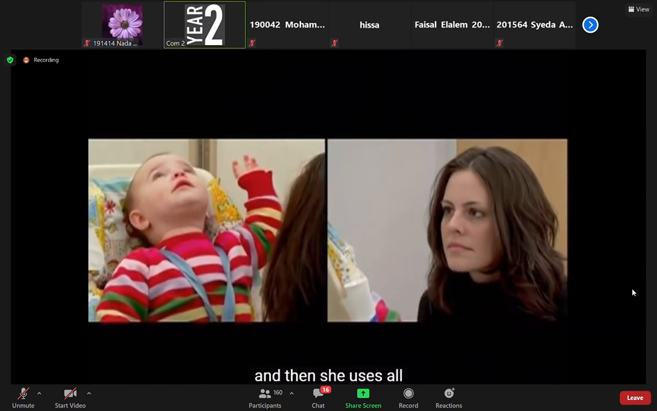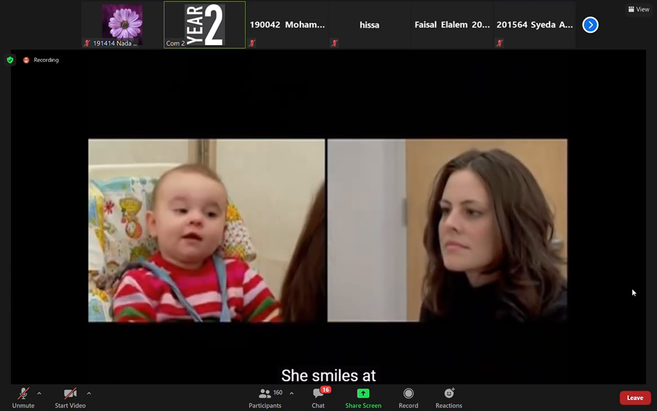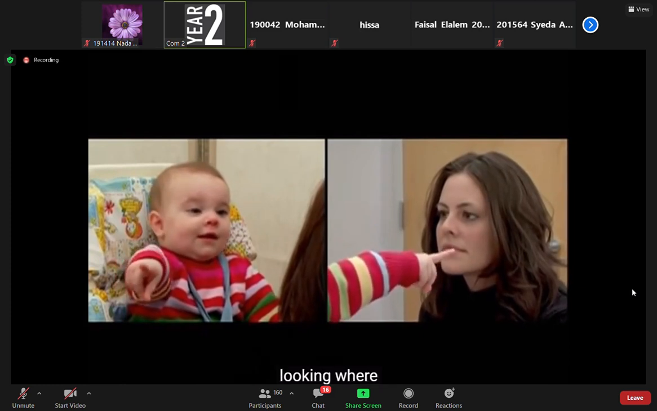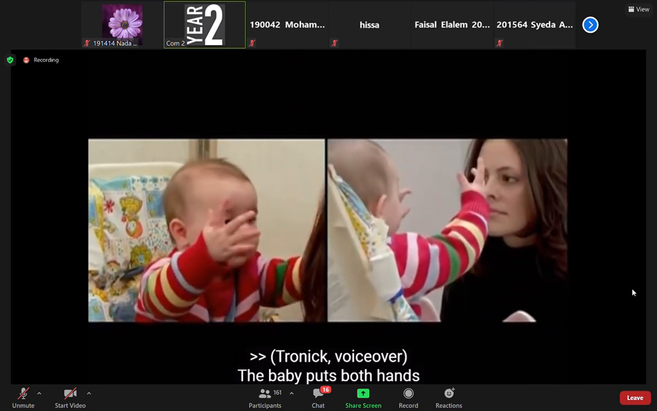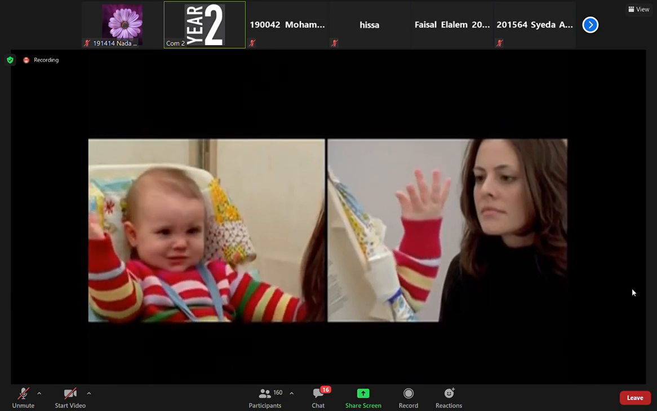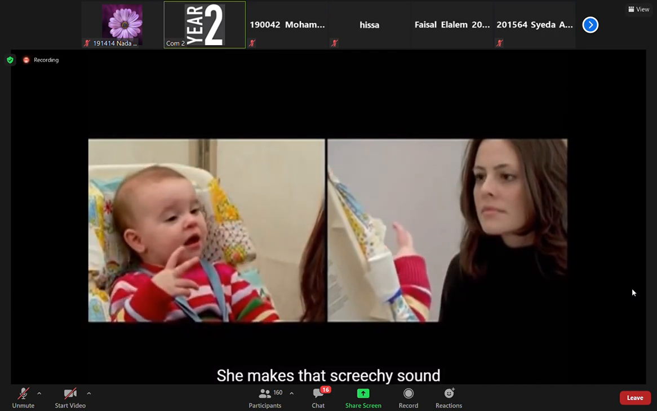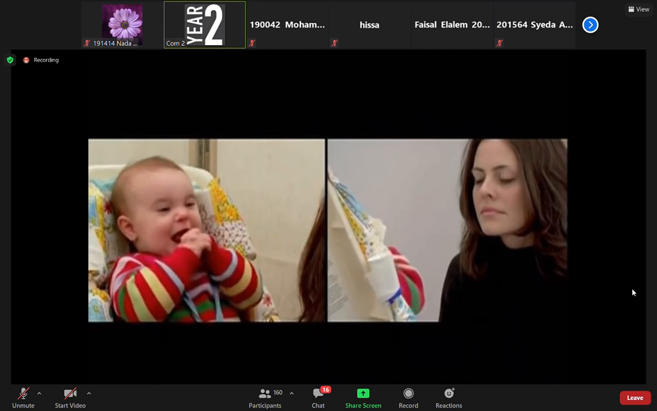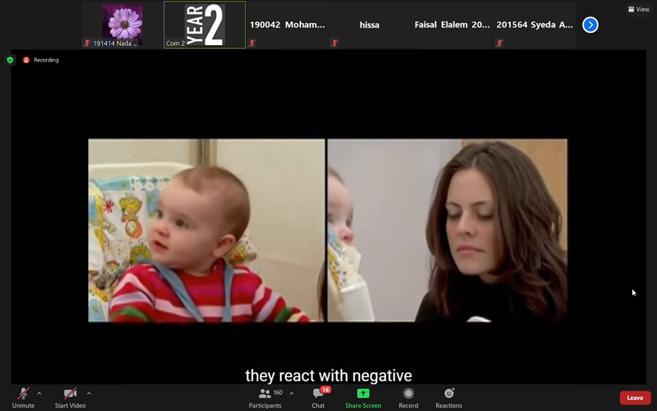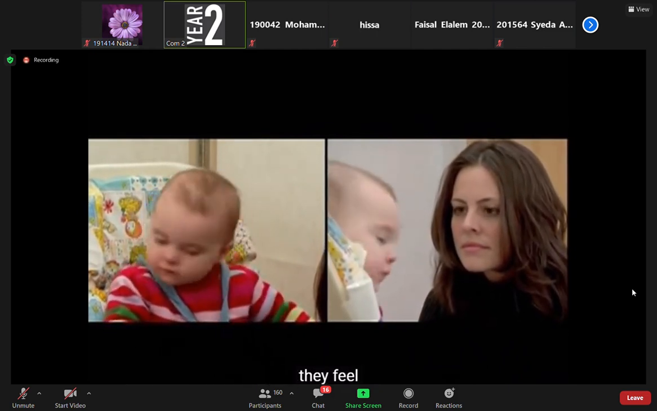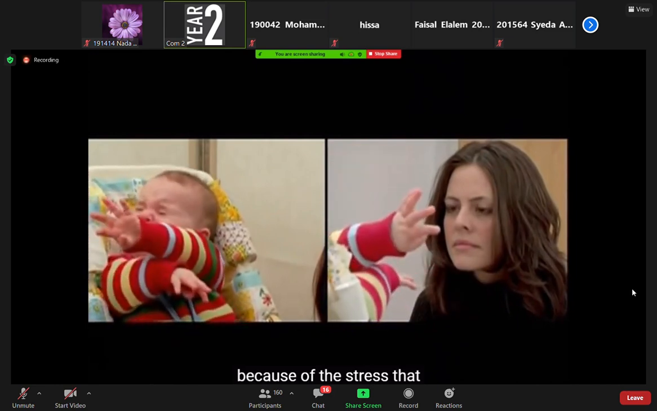And then she uses all of her abilities to try and get the mother back. She smiles at the mother. She points because she's used to the mother looking where she points. The baby puts both hands up in front of her and says, "What's happening here?" She makes that screechy sound at the mother, like, "Come on, why aren't we doing this?" Even in this 2 minutes, when they don't get the normal reaction, they react with negative emotions, they turn away, they feel the stress of it. They actually may lose control of their posture because of the stress that they're experiencing.